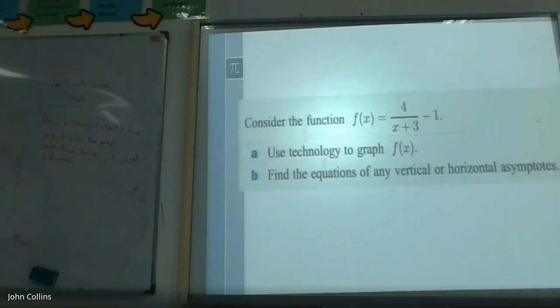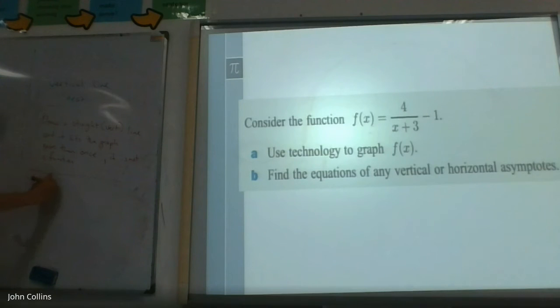Using technology to draw graphs. What shape would this graph have? Anyone know in general? It's got that fraction in it. So we looked briefly at shapes of graphs. I think we did a whole lesson on shapes of curves and stuff like this. This is a reciprocal or a rational function.